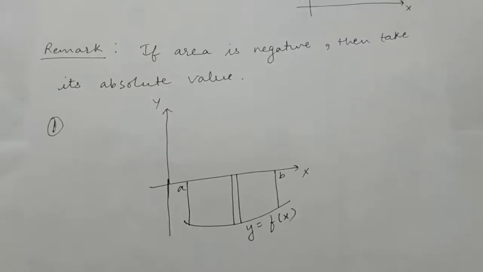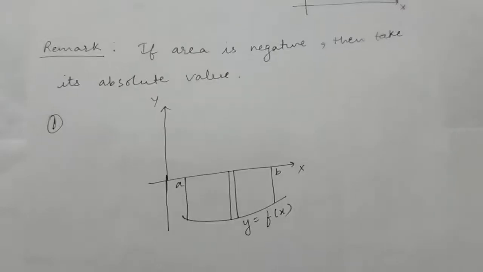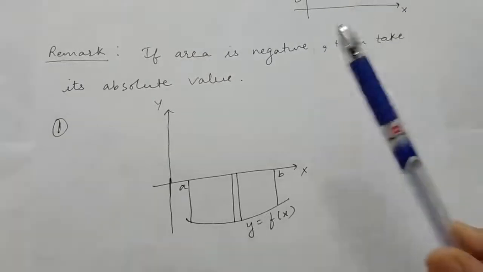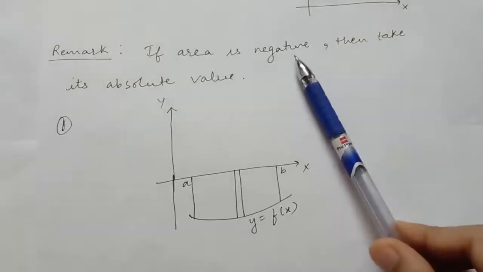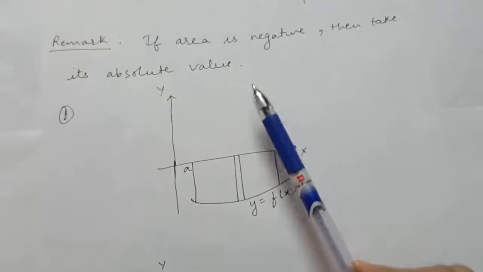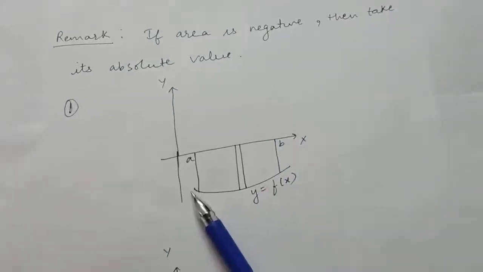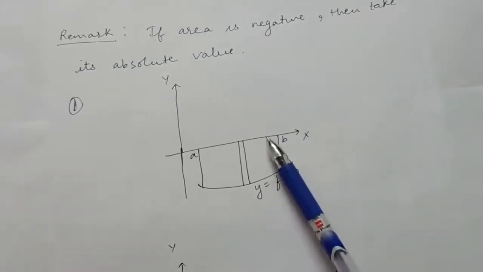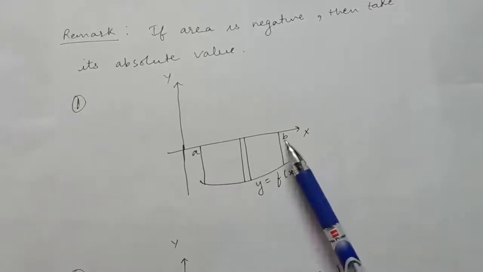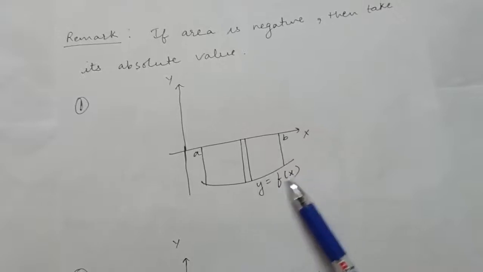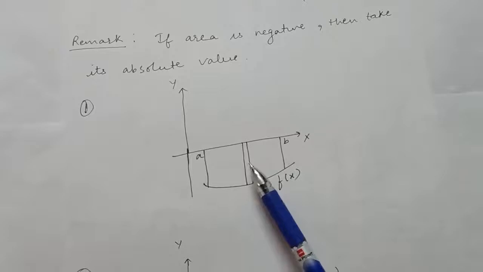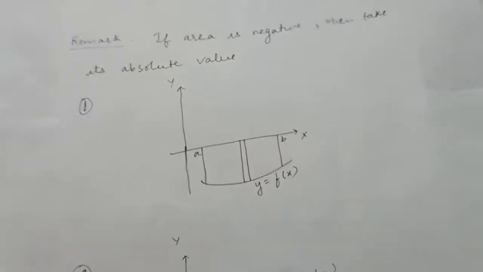First remark is, if area is negative then take its absolute value, because area is always positive. So if area is negative when you calculate the integral, then consider its absolute value only. When you calculate the area of the function which is below the x-axis from the point a to b, then when you calculate its integral, it will be negative. But because area is always positive, we will take the absolute value, right?